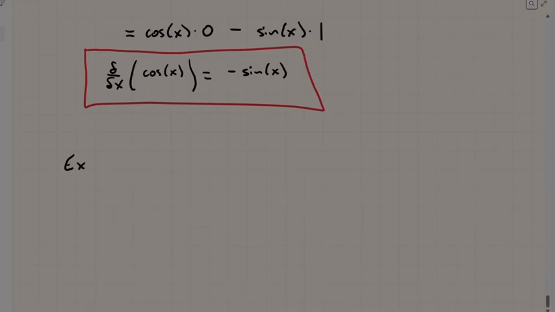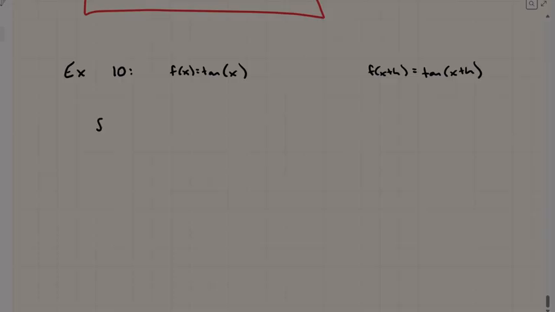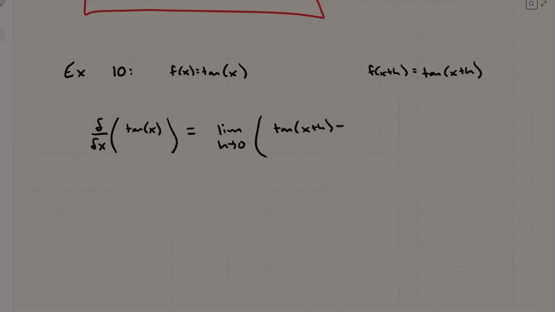All right, let's do example 10. Let's do the same thing with tangent. All right, so f of x is tangent of x, f of x plus h, tangent of x plus h. That's all we need to go ahead and plug it into our derivative formula. The derivative of tangent of x would be the limit as h approaches 0, f of x plus h, tangent of x plus h minus f of x divided by h.